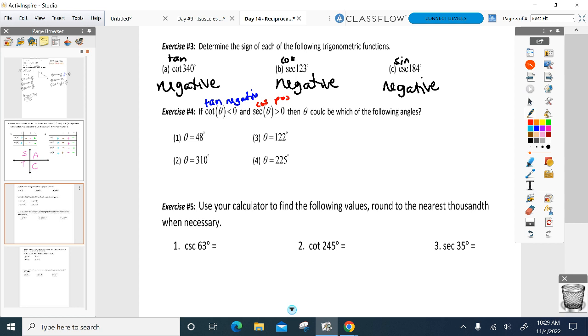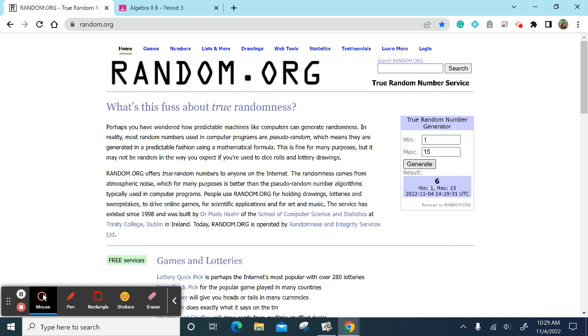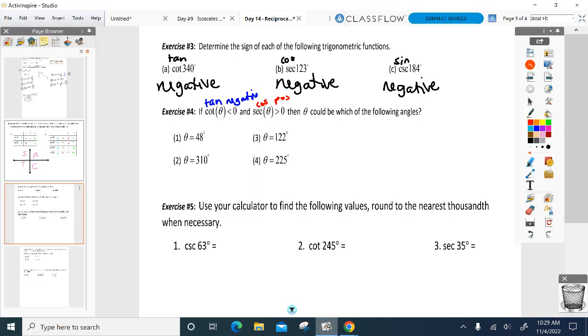Give me the quadrant, and then we'll figure out what angle could be there, where tangent is negative and cosine's positive at the same exact time. What quadrant am I in? Tangent's negative and cosine's positive in the same exact time. ASTC. What quad am I in? Everything's positive in the first, though. I'm looking where tangent's negative, cosine's positive.